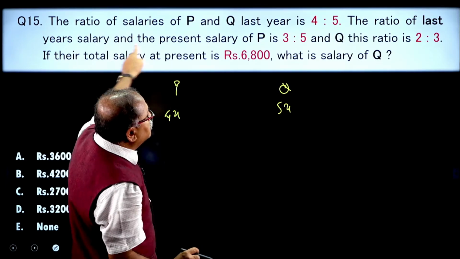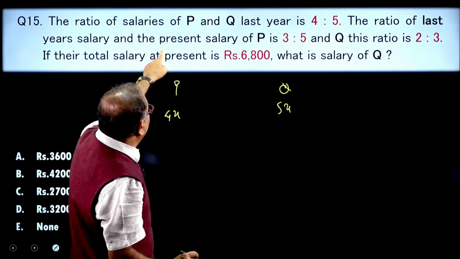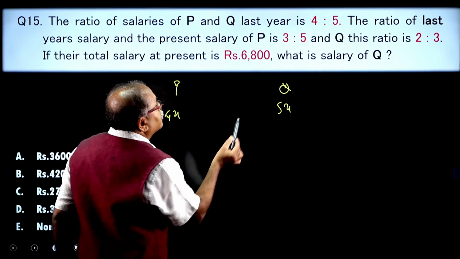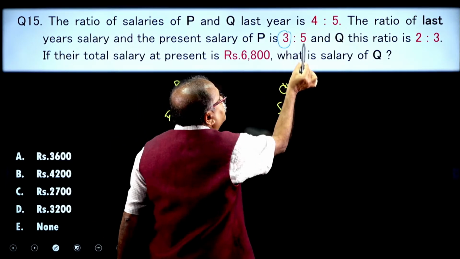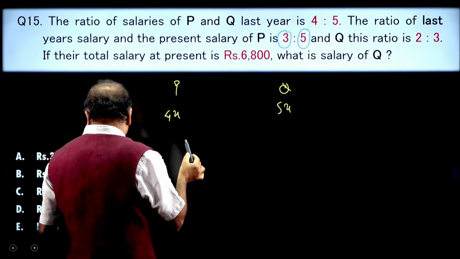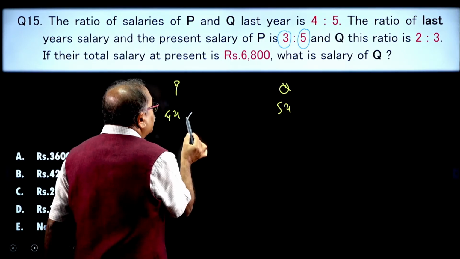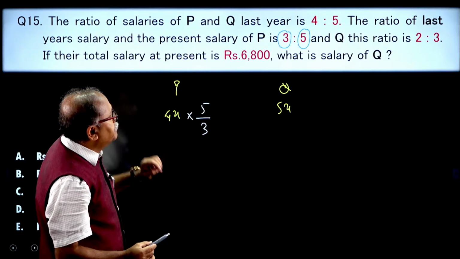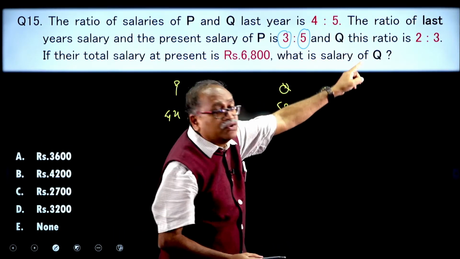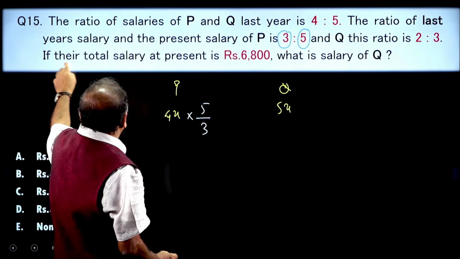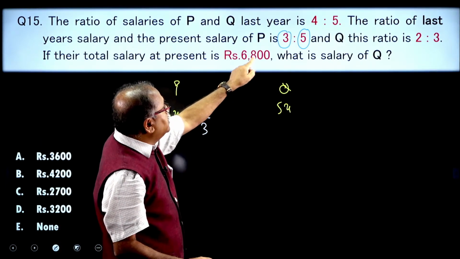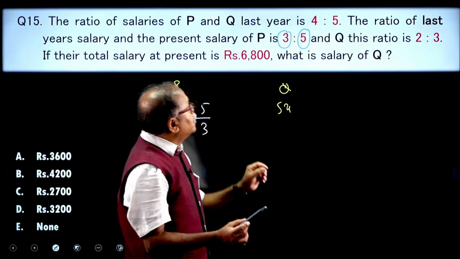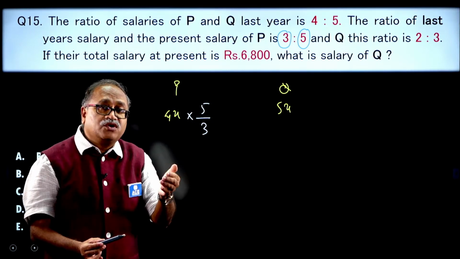The next, the ratio of the last year salary to the present year salary of P is 3:5. So, the last year if 3 parts, the present year is 5 parts. That means the present one is 5 parts over 3 parts of P, and for Q, this ratio is 2:3. Now, if their total salary at present is rupees 6,800, then what is the salary of Q?